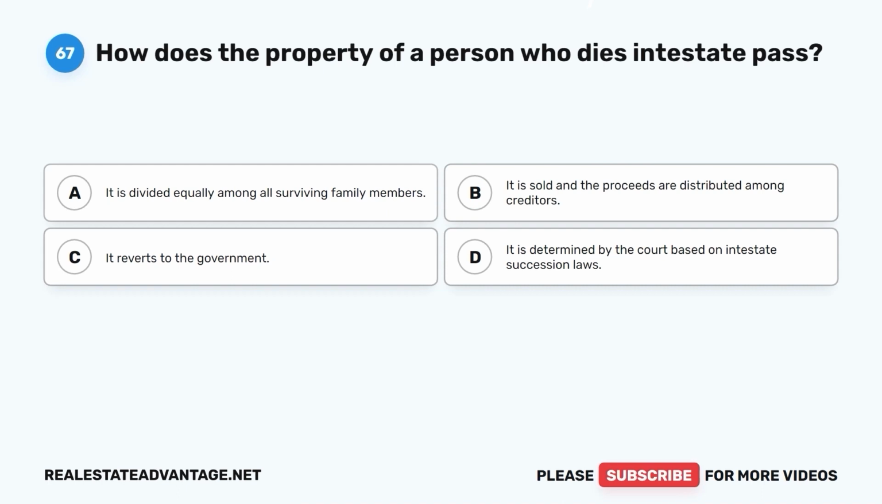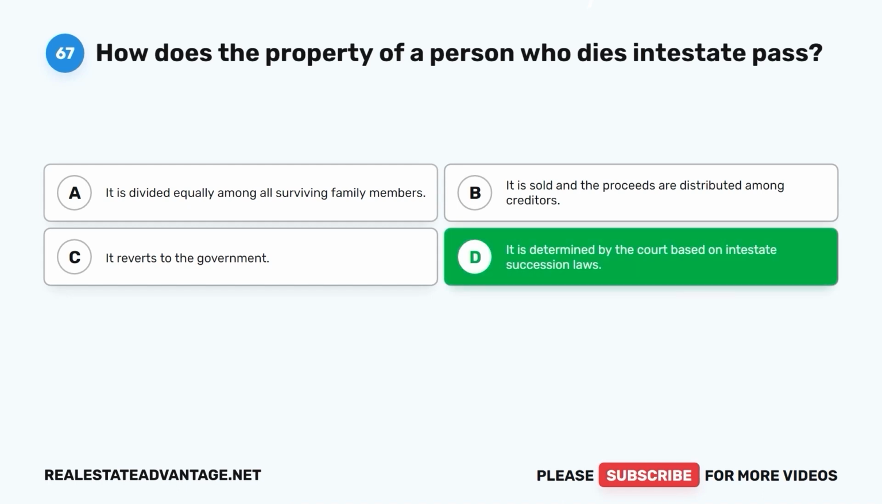Question 67. How does the property of a person who dies intestate pass? A. It is divided equally among all surviving family members. B. It is sold and the proceeds are distributed among creditors. C. It reverts to the government. D. It is determined by the court based on intestate succession laws. The correct answer is D. It is determined by the court based on intestate succession laws.